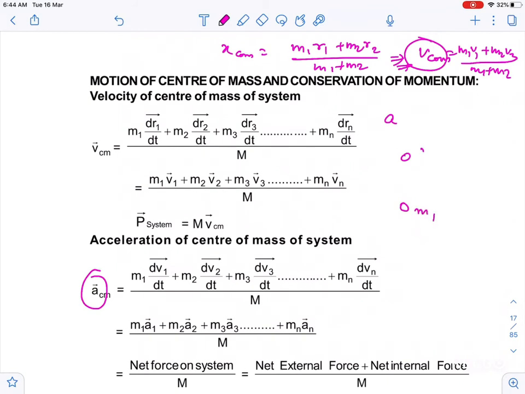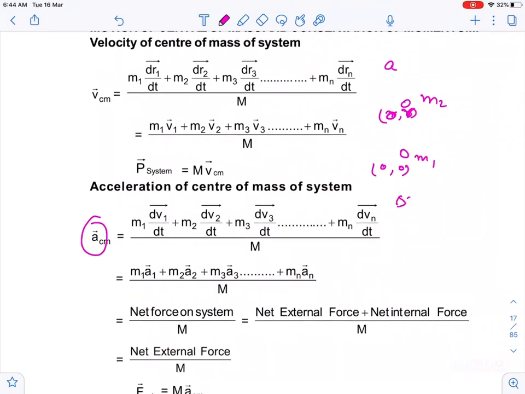Suppose one mass is m1 here and m2 is here, at some positions they have given, origin and (r, 0) or (0, r) like that. So you can use this result, guys. Delta x center of mass or delta y center of mass, the change in position of center of mass, is m1 delta x1 plus m2 delta x2 divided by m1 plus m2, and similarly m1 delta y1.